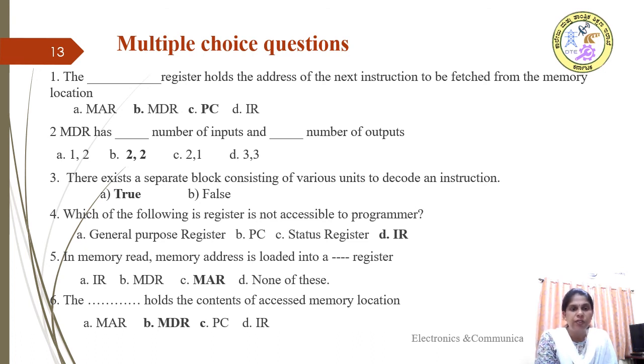Fourth question: which of the following registers is not accessible to the program? That is the instruction register. The programmer can't make use of the instruction register. Fifth question: in memory read, the memory address is loaded into a dash register. That is always the memory address register, which always holds the address of the memory location, whether that location corresponds to data or instruction.